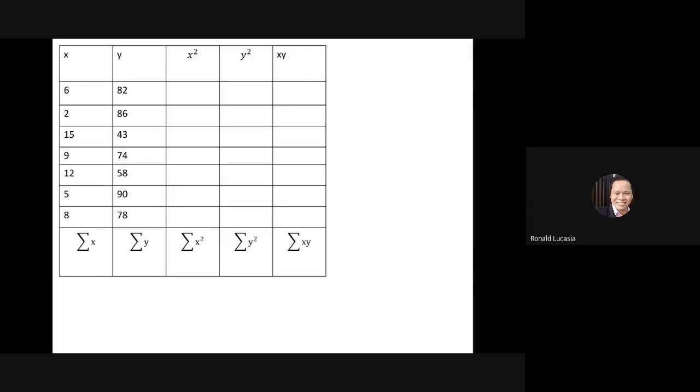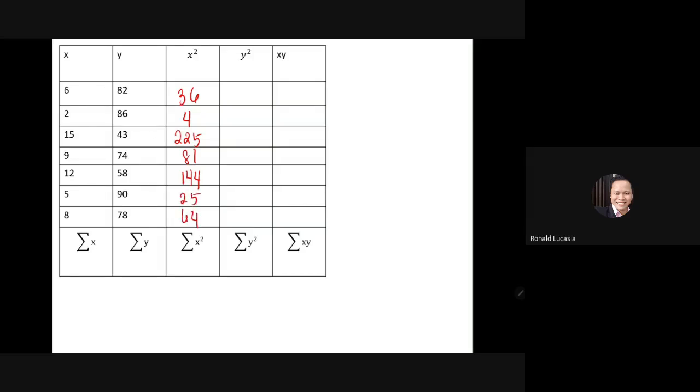Okay, so we have to get the X squared. What's X squared? So we have to multiply X times X. So this will be 36. 2 times 2 is 4. And then 15 times 15, that is equal to 225. 9 times 9, that's 81. 12 times 12 is 144. 5 times 5 is 25. And then 8 times 8, we have there 64.